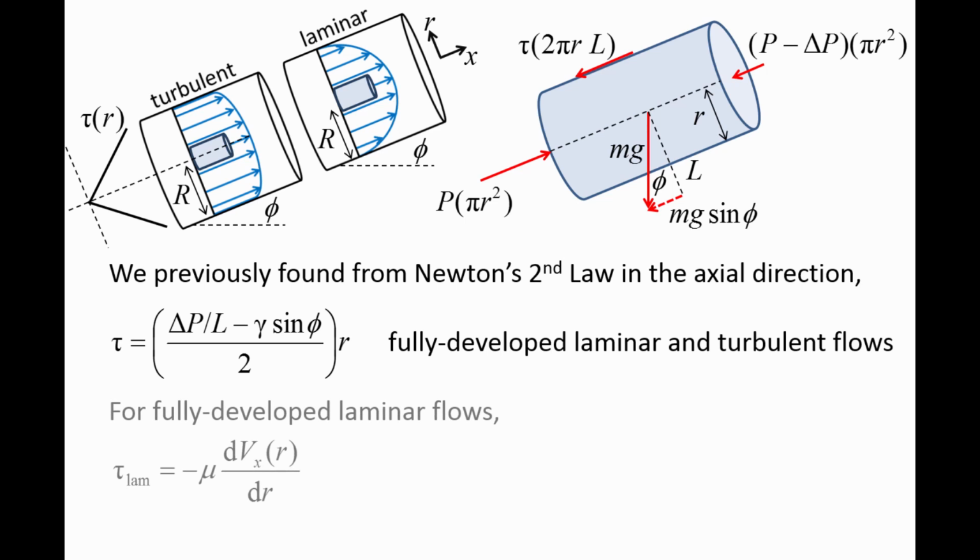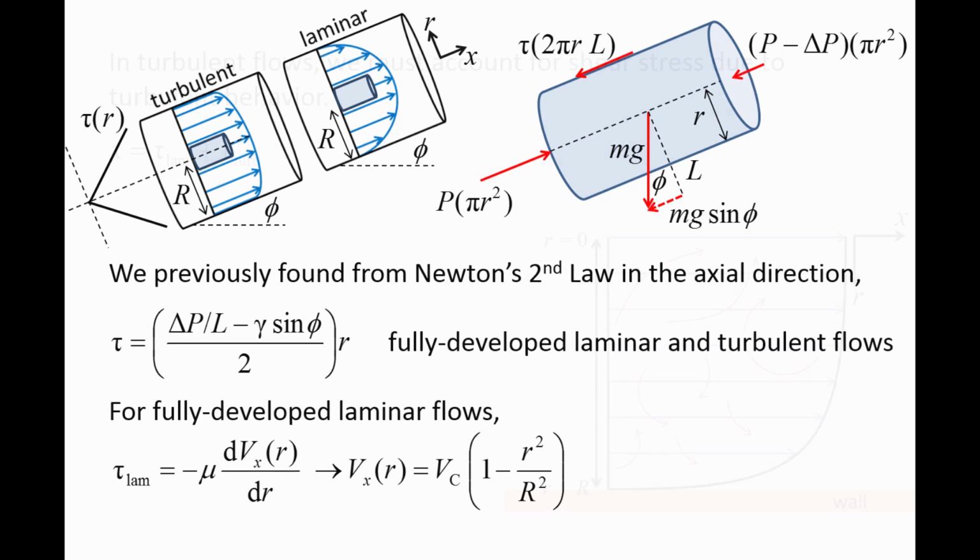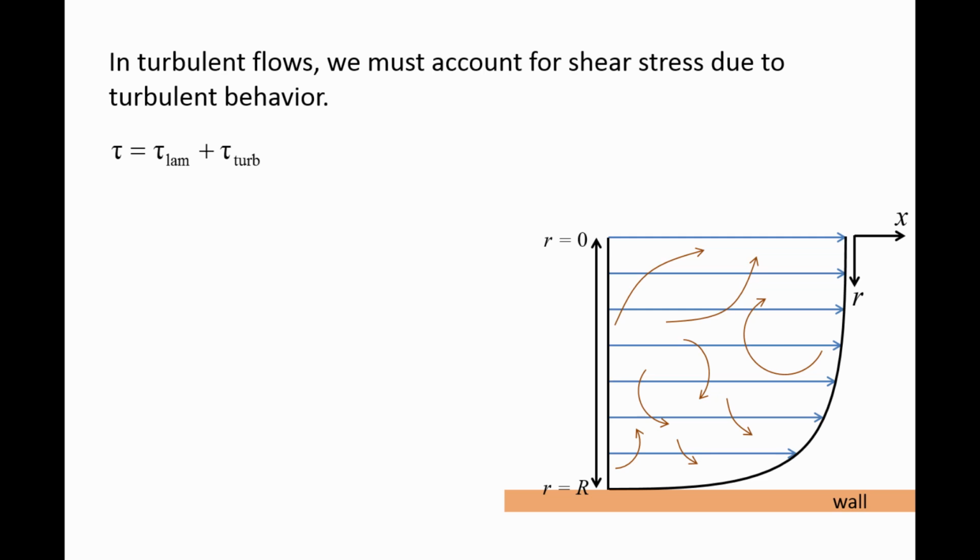For laminar flows, we were able to relate the laminar shear stress to the velocity gradient in the radial direction to derive an exact expression for the velocity profile, which is the shape of a parabola. However, for turbulent flows, there exist eddies of various sizes that add additional shear stress.